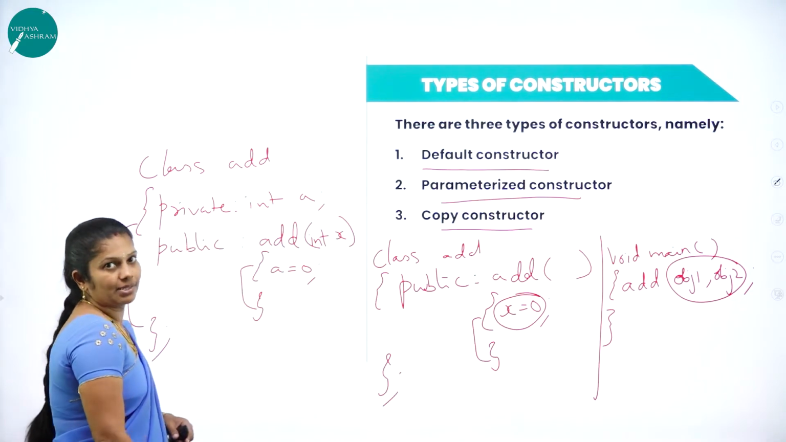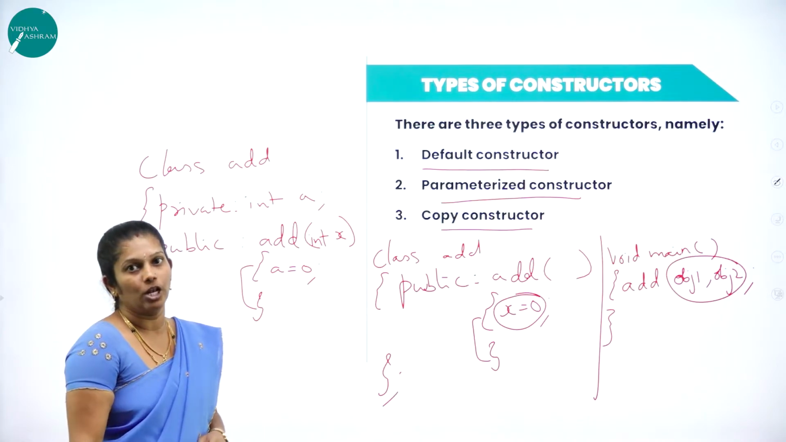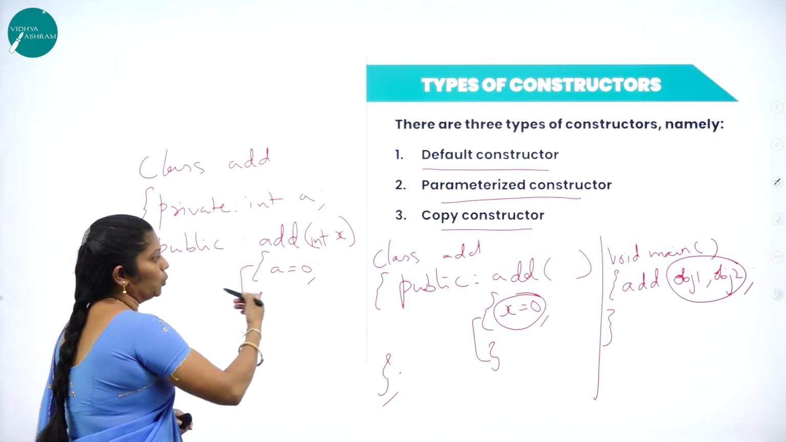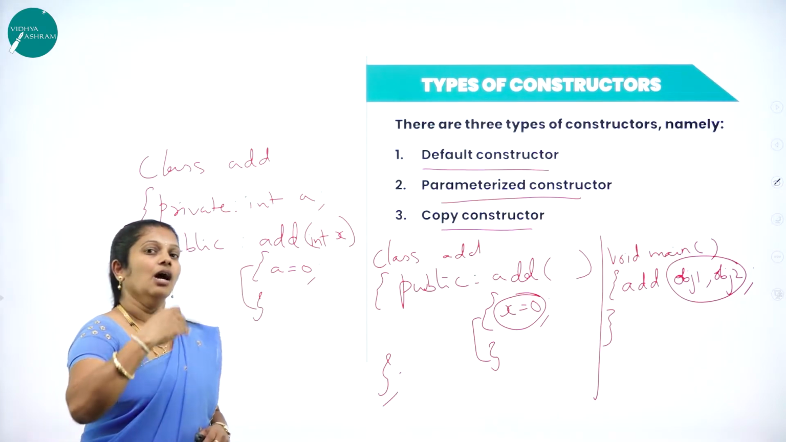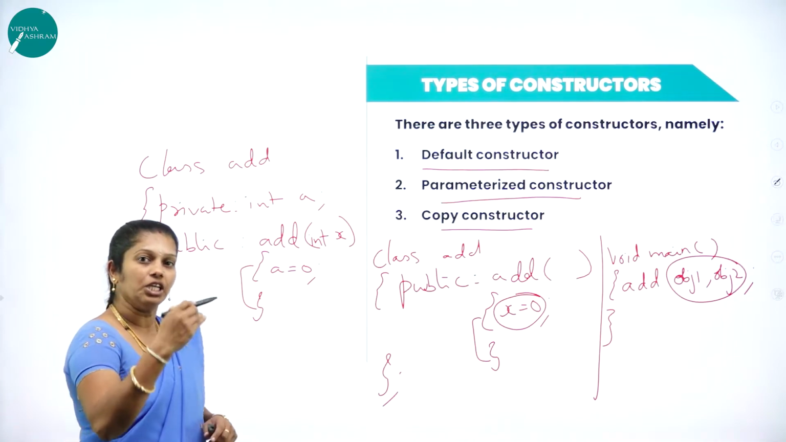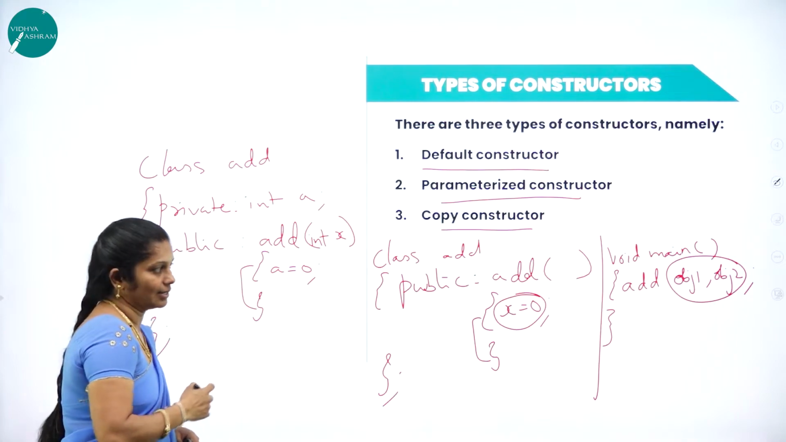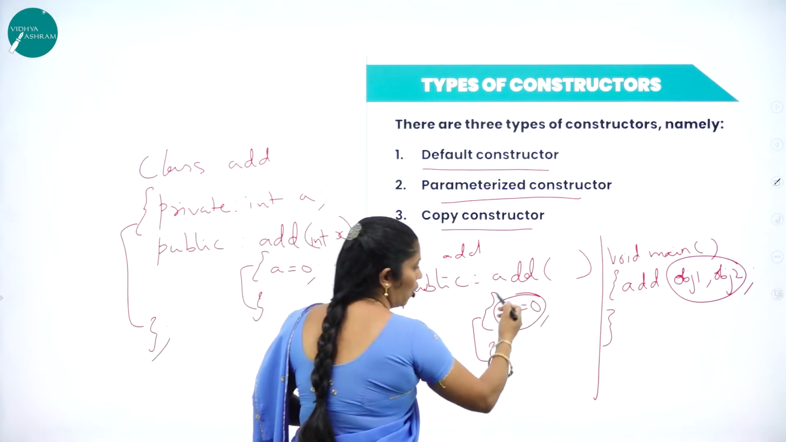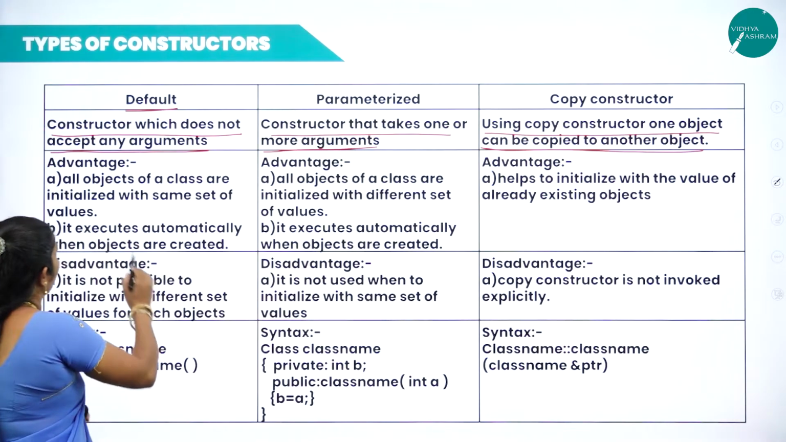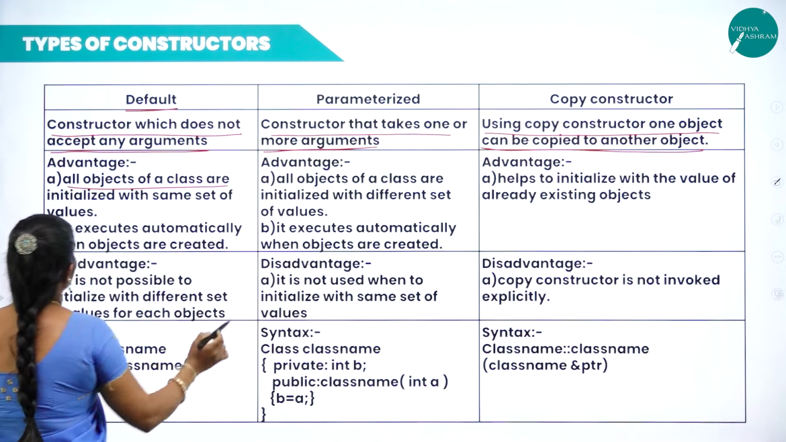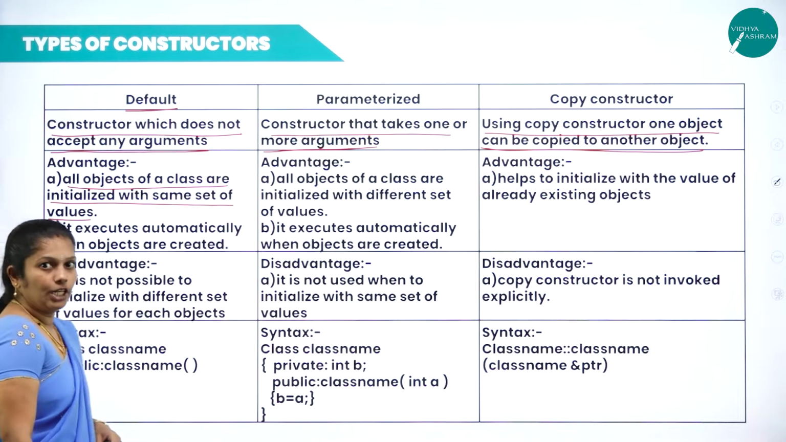But in parameterized constructor, for each object, we can give different set of values. If I want, I can give a equals 0 one time and a equals 1 another time, like that. How many values we want for each object, that many values we can give on this parameterized constructor. But in default, all the objects are initialized by same set of values. Here, all objects of a class are initialized with same set of values.